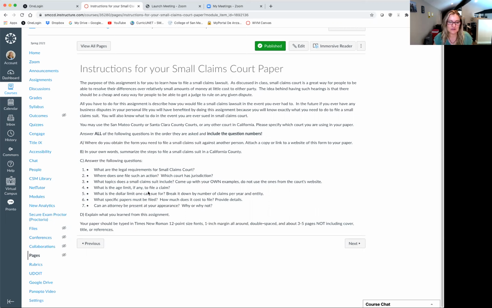And question number 2 is, where does one file such action? Which court has jurisdiction? A lot of times when you have a case against somebody or against another party, could be a company, the person might not even be in the same county where you are. So look up where you have to file it. Do you file it where they live? Do you file it where you live? Do you file it where something happened? We covered jurisdiction, I think it was in chapter 2. So if you're not sure, just look up where you should file, right?